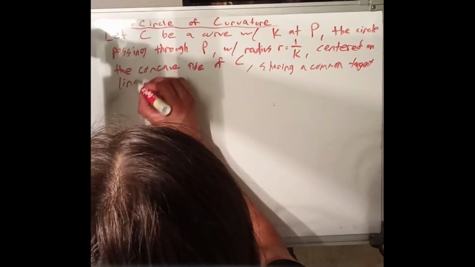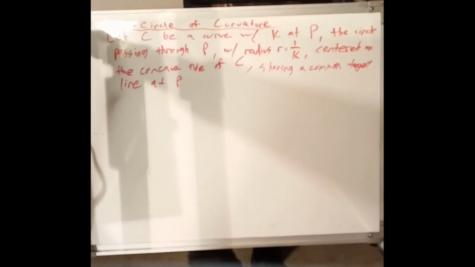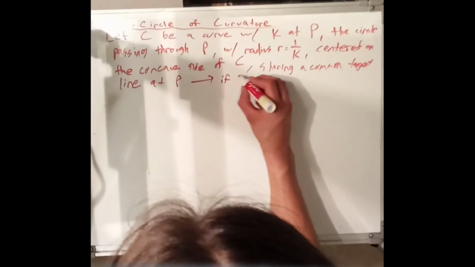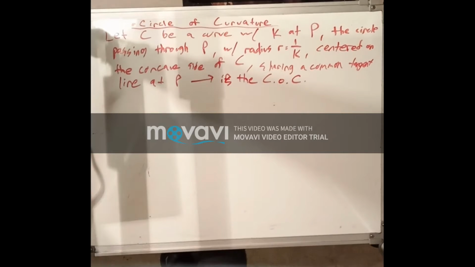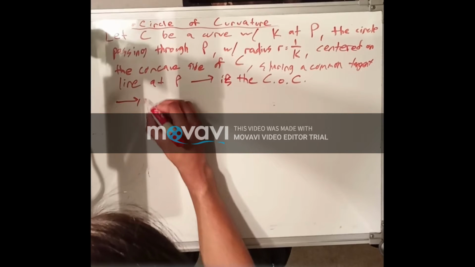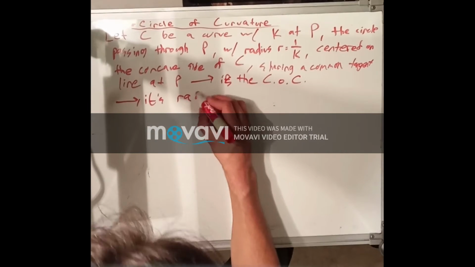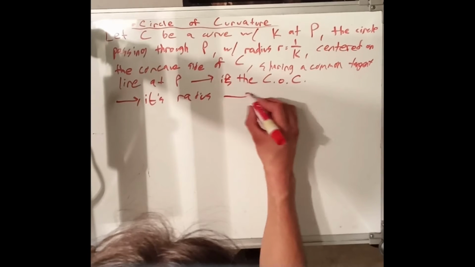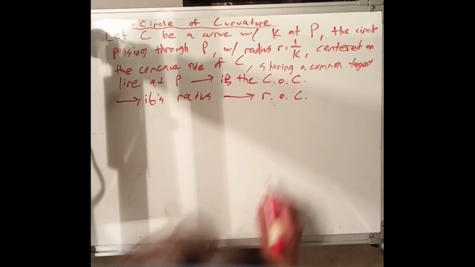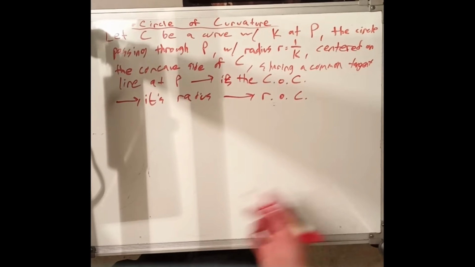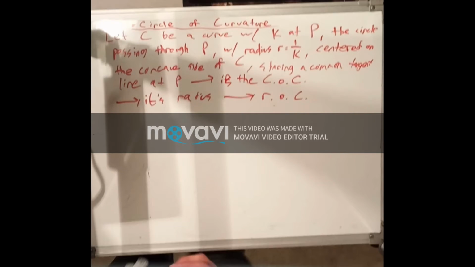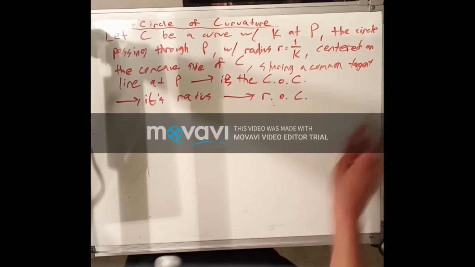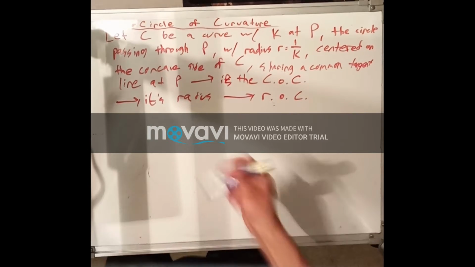Our tangent line is a circle of curvature. Is the COC. Ha ha. Its radius is called the radius of curvature, shorthand, and its center is called the center of curvature. These things are somewhat unnecessary to even talk about. But as a quick example, we will go over it.